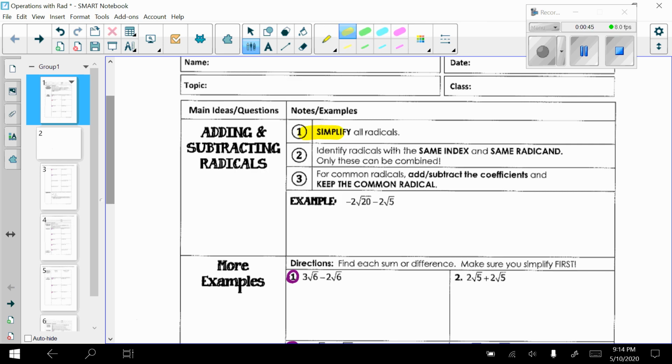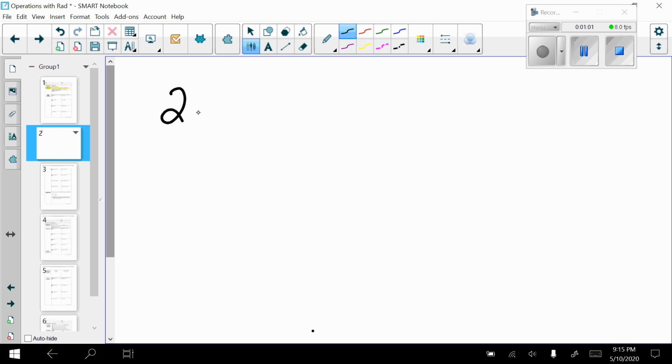So we're still going to simplify radicals today, but we're also going to add and subtract radicals. So it says to identify the radicals with the same index and same radicand. So I'll show you what that means. If you had something like 2x plus 5y, those are not like terms, so you would not be able to combine them. But if you had 2x plus 5x, those are like terms, so you can simplify. It's the same thing with radicals.